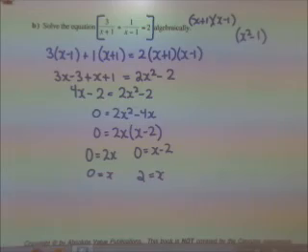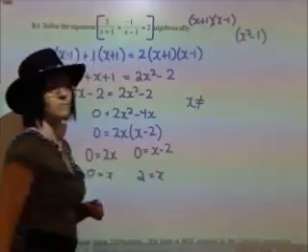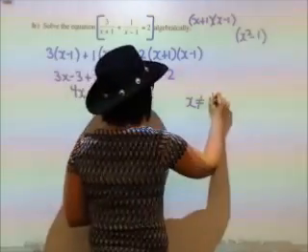What are my non-permissible values? What can't x equal? Positive and negative 1.